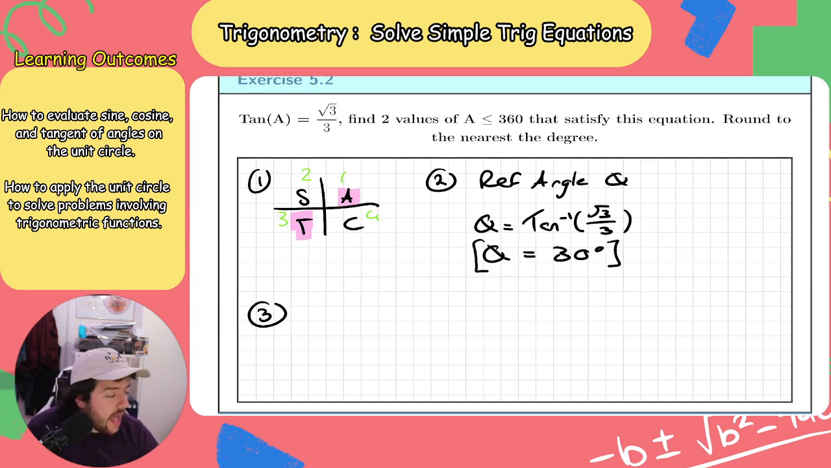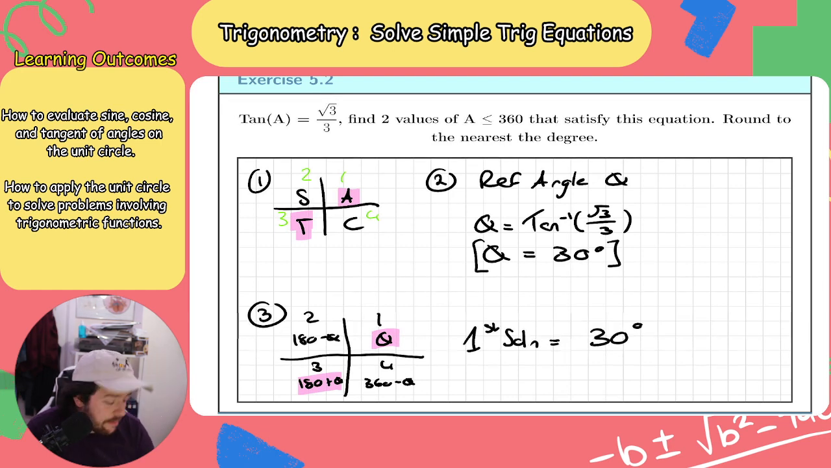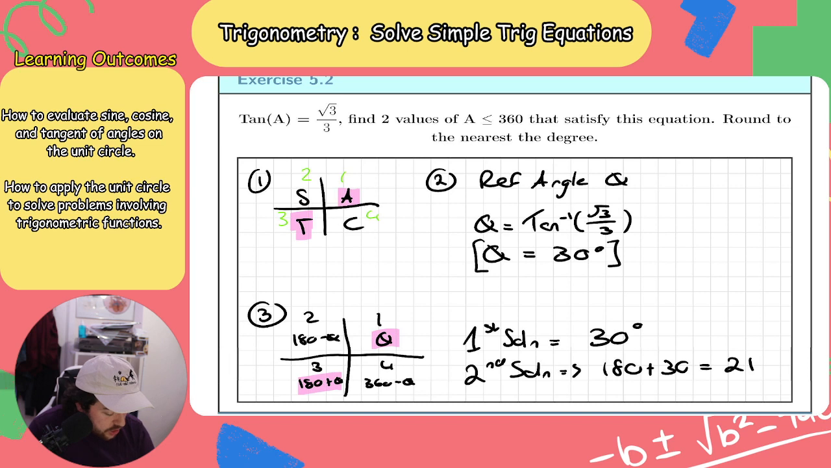Step 3, now we need to use my rule here. If it's in quadrant 1, my reference angle stays. If it's in quadrant 2, 180 minus my reference angle; quadrant 3, 180 plus my reference angle; quadrant 4, 360 minus my reference angle. So again, it's in quadrant 1 and quadrant 3. So my first solution is just 30 degrees. It stays the same. And my second solution is 180 plus theta, so 180 plus 30, which is 210 degrees.